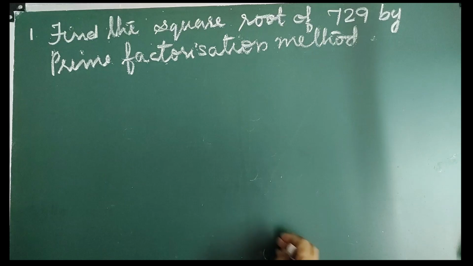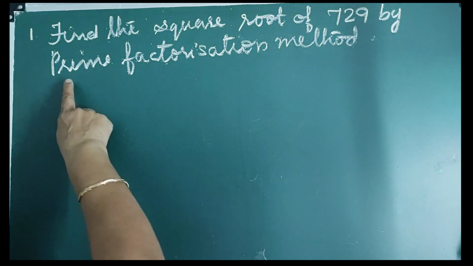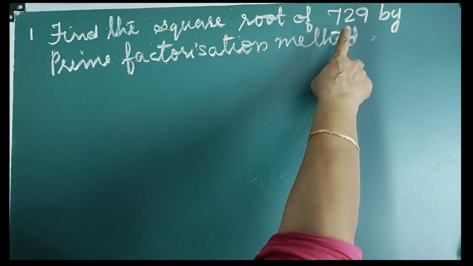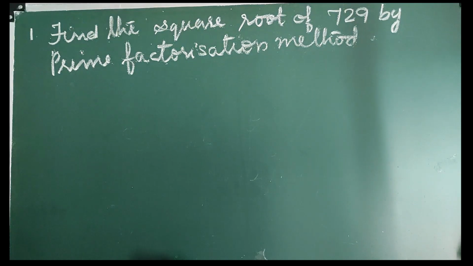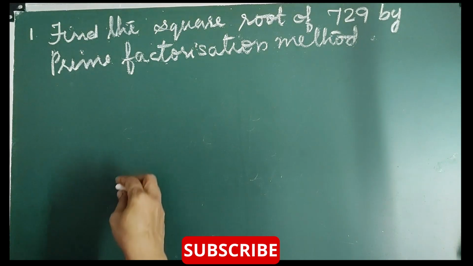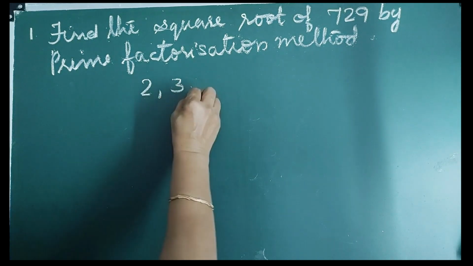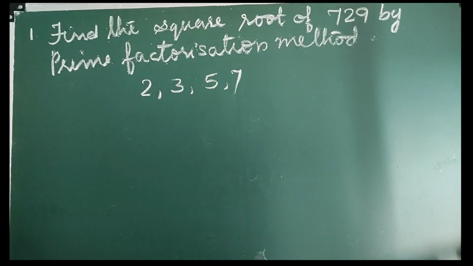Here we have to find the square root of 729 by prime factorization method. That is, 729 is factorized by prime factors only. First of all, we'll write down the first four prime numbers. They are 2, 3, 5, 7. Now, we will factorize 729 by using these prime numbers.